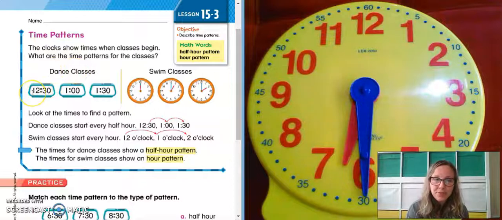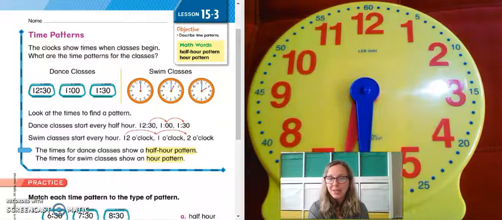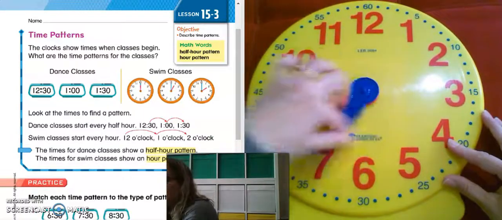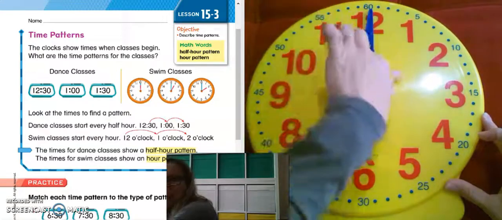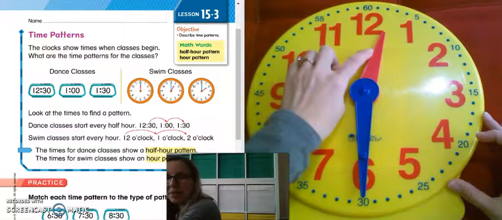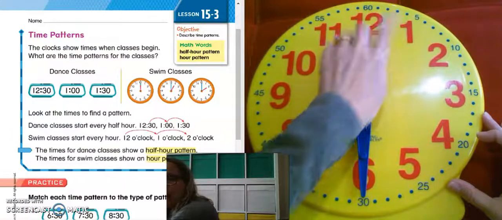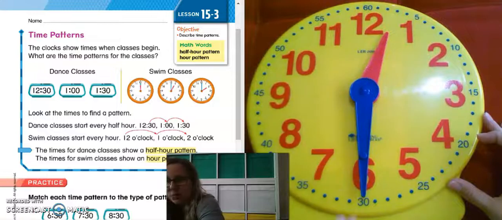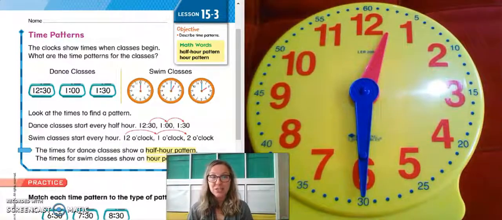And it looks like the first dance class starts at 12:30. So I'm going to make my clock here say 12:30. So I move my hour hand around the clock. So now my hour is 12, and I come down to the 12:30. So remember, at 12:30, this hour hand is going to be between the 12 and the 1 because we're halfway past the 12 o'clock hour, and then right down over the 6 to the 30 minutes. So the first dance class starts at 12:30.